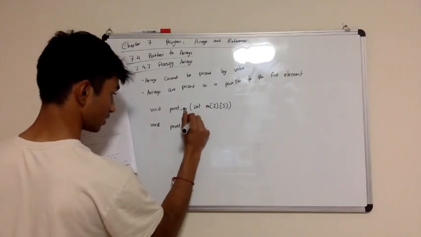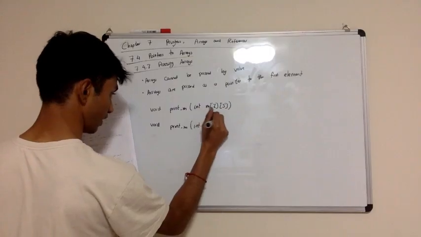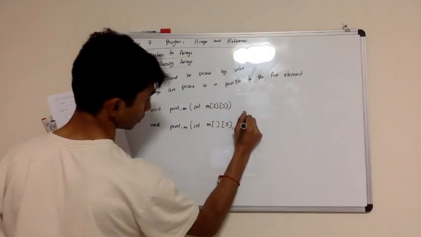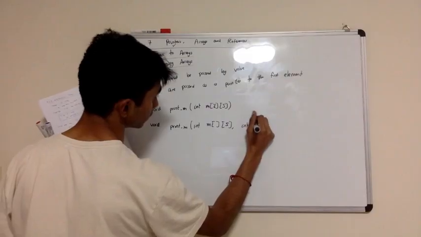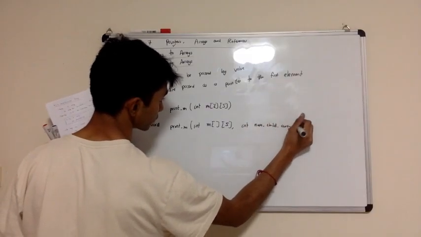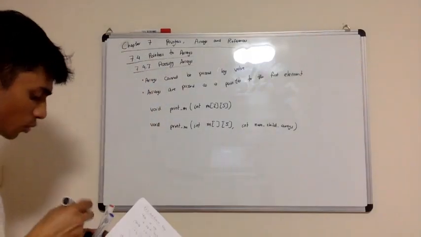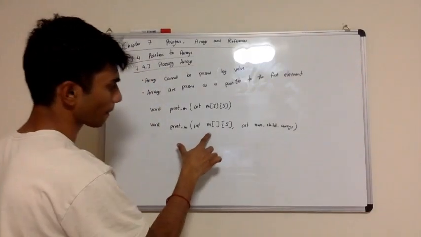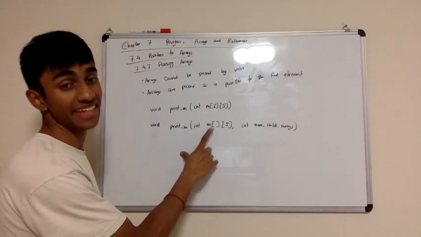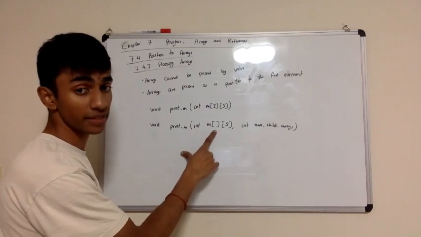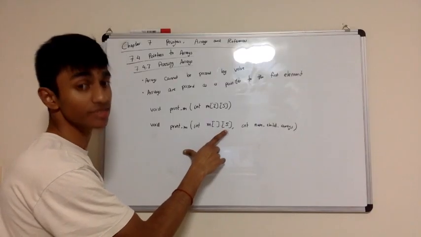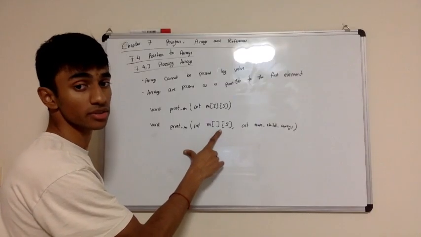printm, int m brackets 5, and then you probably want to give a number of child arrays parameter. What this is saying is that this printm function is happy to take in any 2-dimensional array with any number of child arrays, so long as each child array has exactly 5 elements. That's what this is saying.